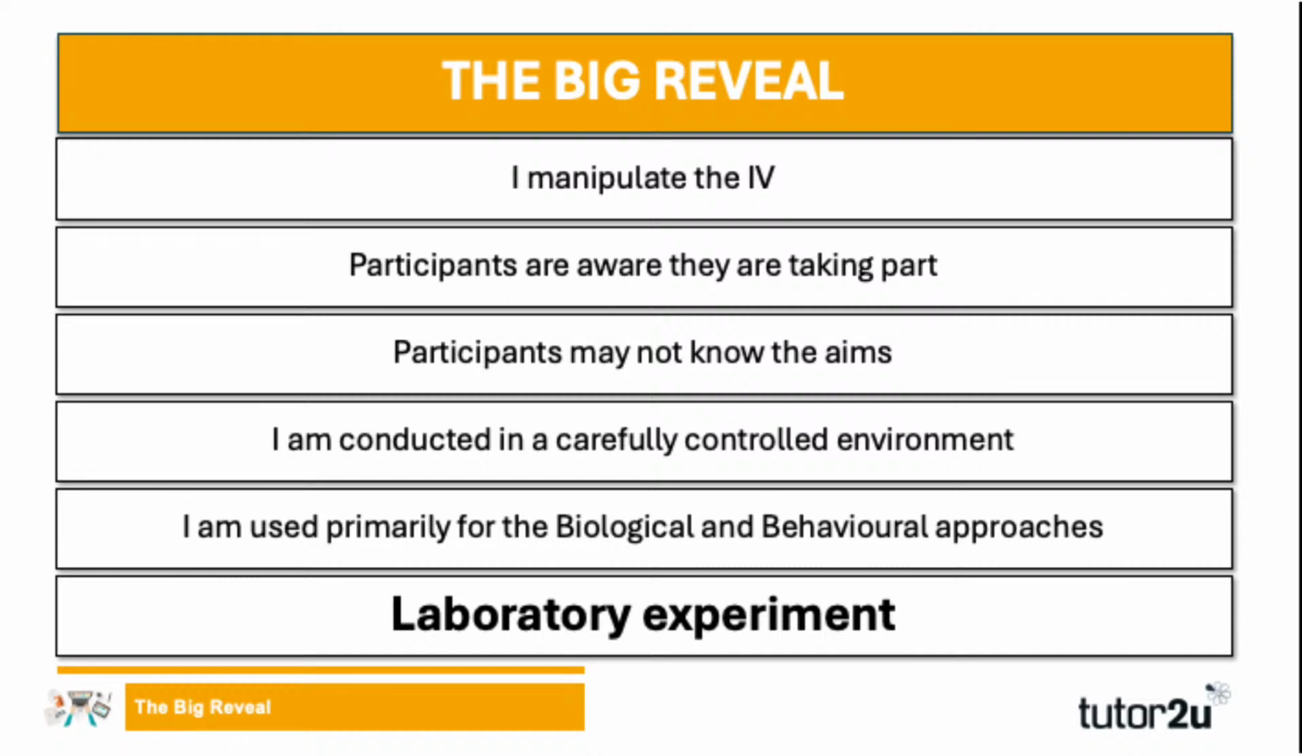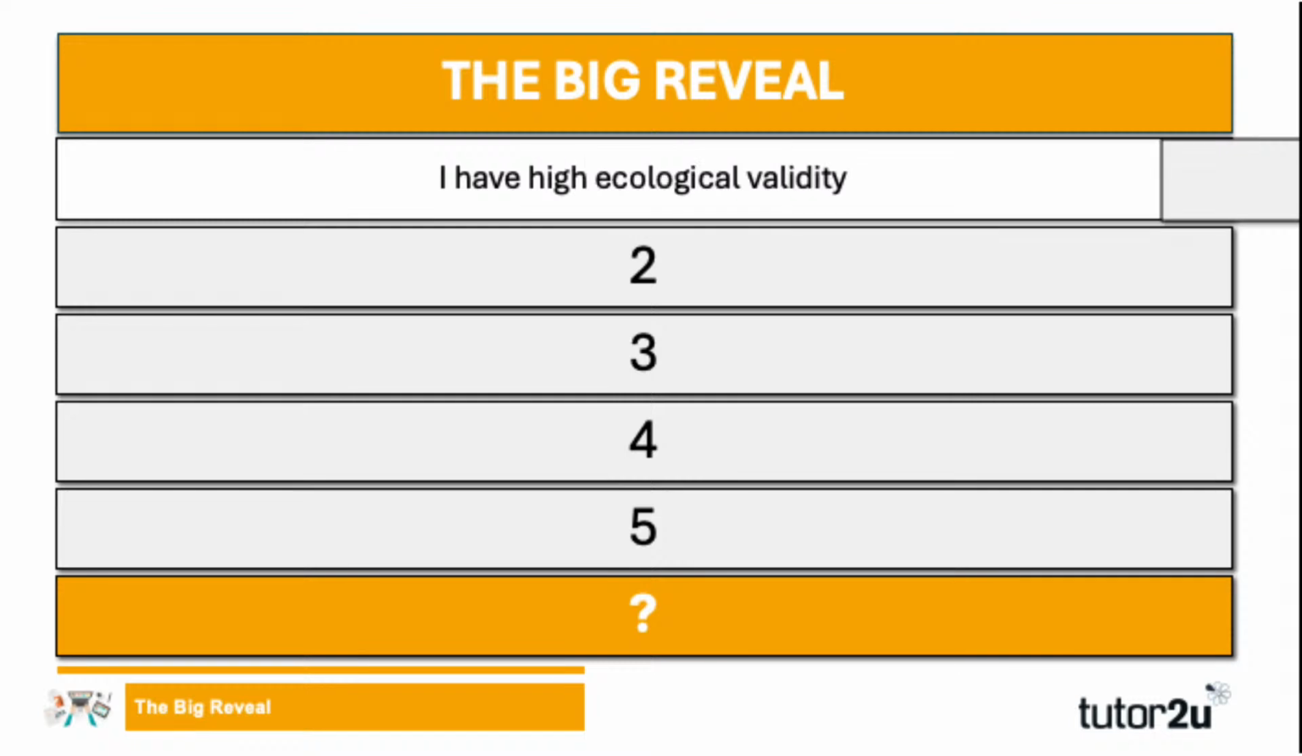Let's have a look at our next big reveal. We've got a couple of these to do. Let's see how quick we can be on this next one. So we've got: I have high ecological validity. So a research method that has high ecological validity. What are we thinking? So a bit different from our last research method there.